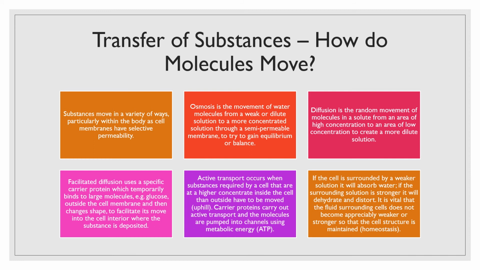We also have what is referred to as diffusion, and it is the random movement of molecules in a solute from an area of high concentration to an area of low concentration to create a more dilute solution. We also have what is referred to as facilitated diffusion. Facilitated diffusion uses a specific protein which temporarily binds to large molecules, such as glucose, outside of the cell membrane and then changes shape to facilitate its move into the cell interior where the substance is deposited.